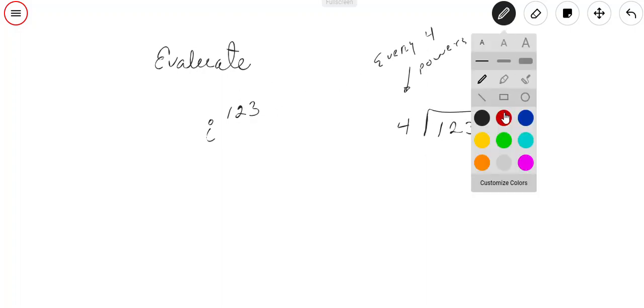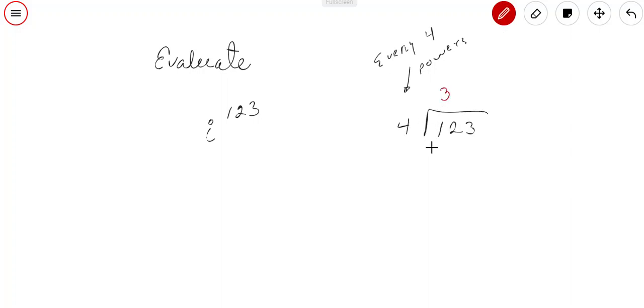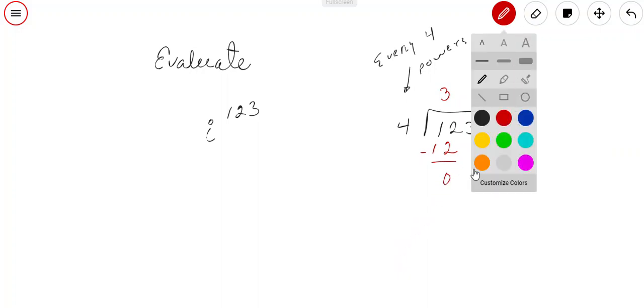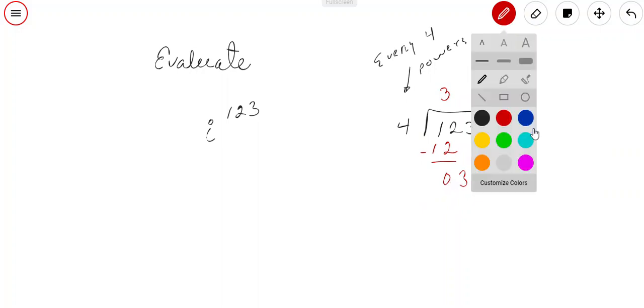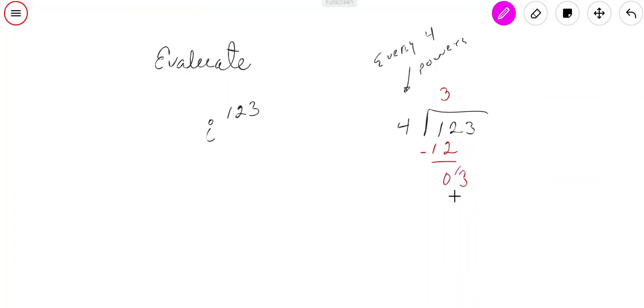So you say how many times 4 goes into 12? It goes 3 times, 4 times 3 is 12, subtracting, we get 0 here. And then now we bring down the 3. And then how many times does 4 go into 3? It doesn't go into 3, right? So the remainder here becomes the new exponent.